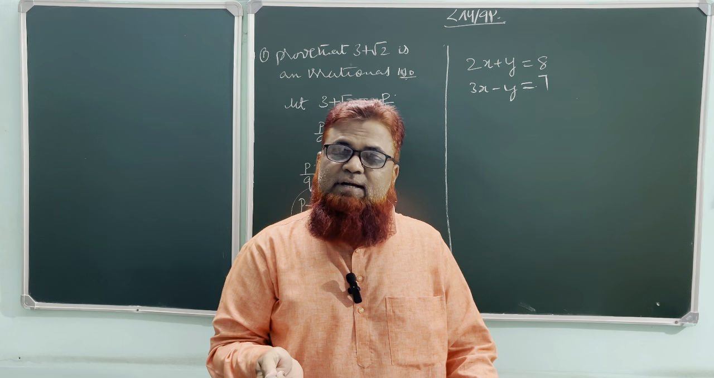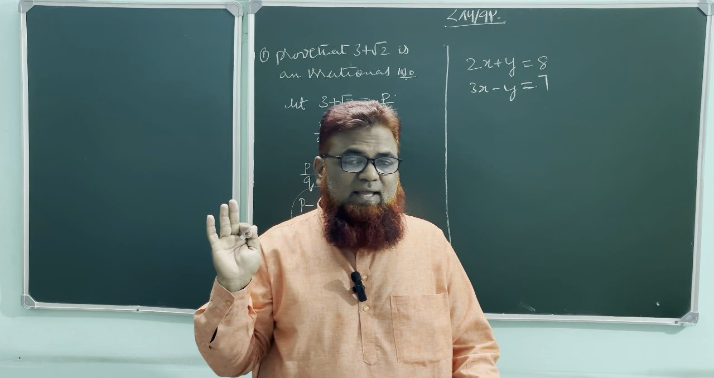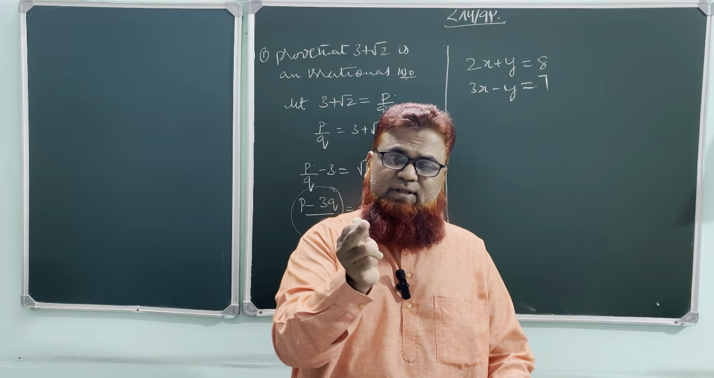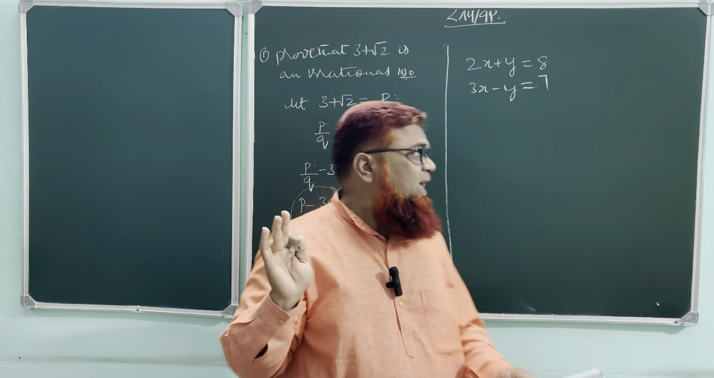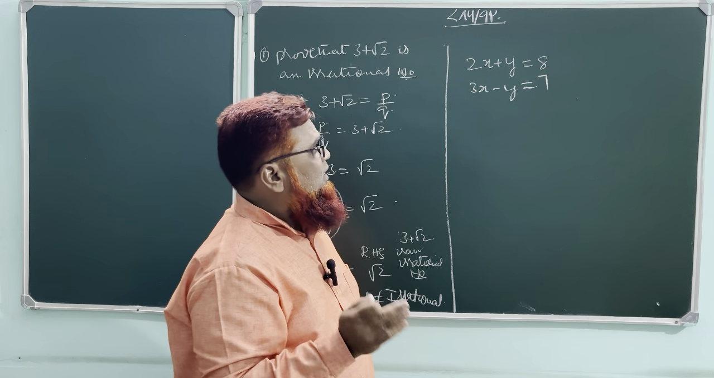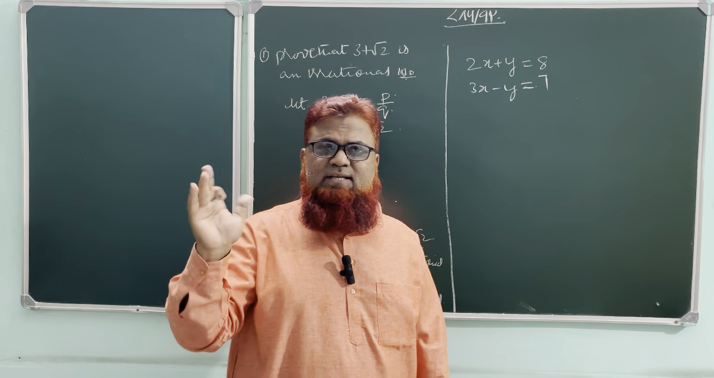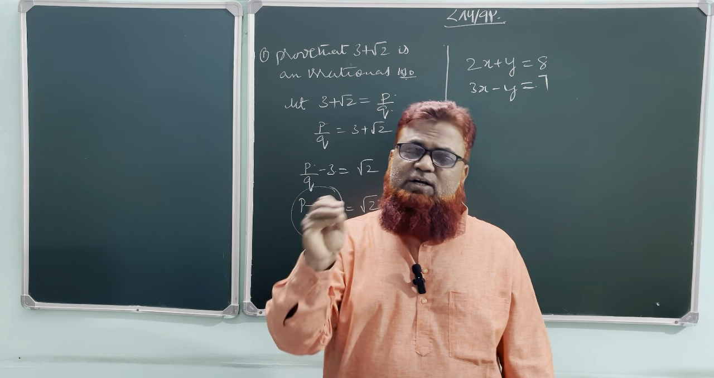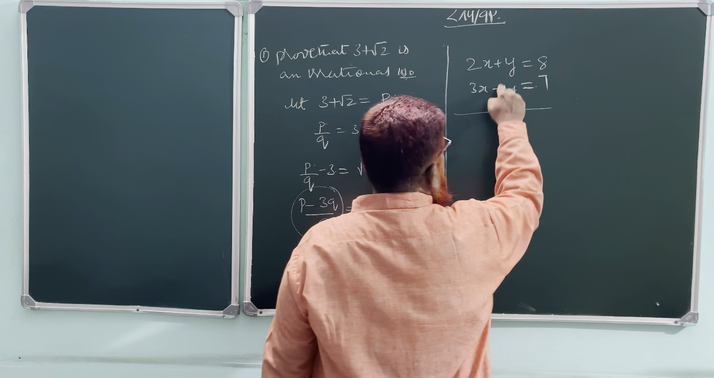When do we eliminate? We eliminate if it has opposite sign. If one of the variables, either x or y, has an opposite sign, we can eliminate very easily. Now if you see here, we find that y has opposite sign, isn't it? So it is very easy. We don't have to do any extra work here to make it ready for elimination. Directly we have plus y and minus y.